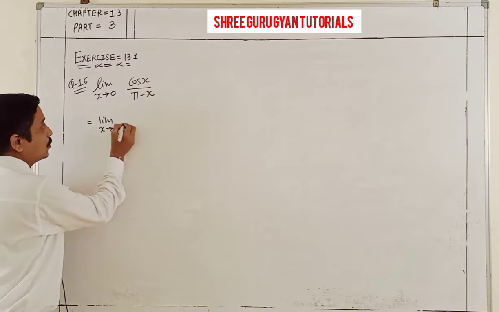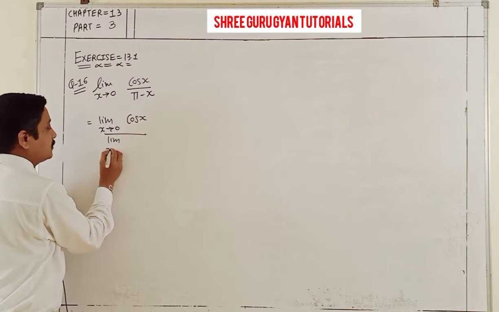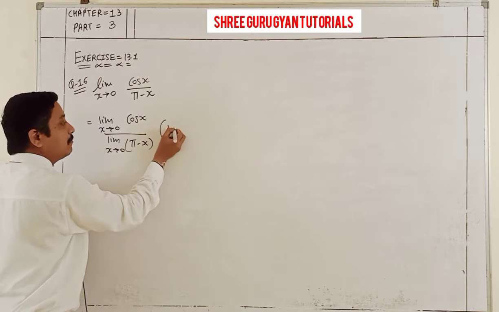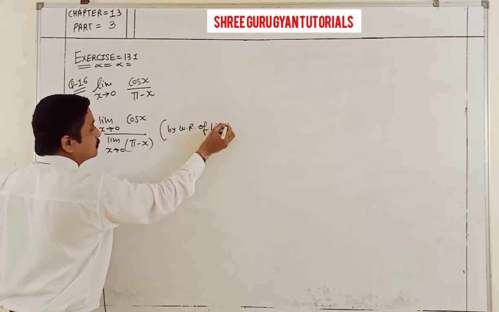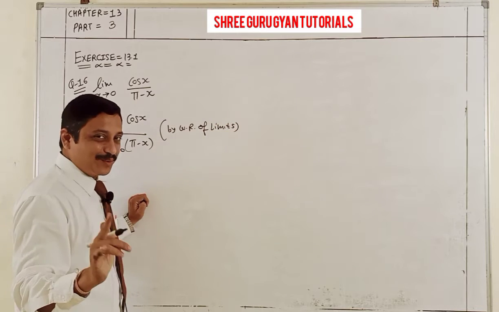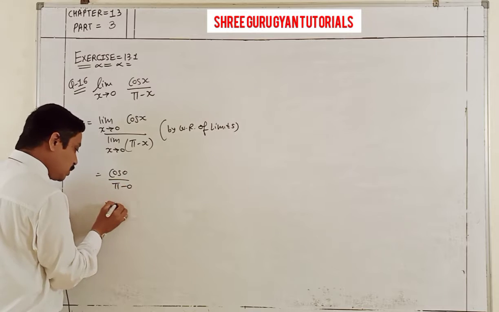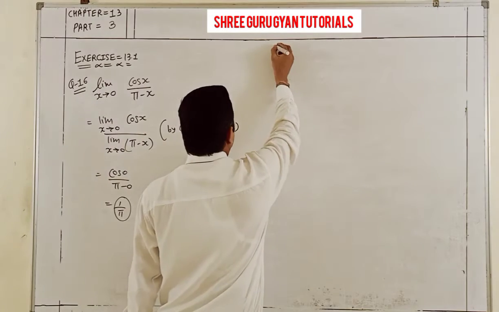Limit x tends to 0, cos x by limit x tends to 0, pi minus x, and mention there by working rule of limits. WR means working rule. So here cos 0 by pi minus 0. Cos 0 is 1. My answer is only 1 by pi. Question 17.